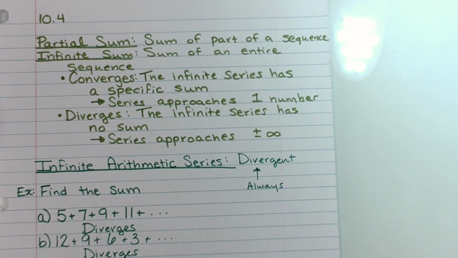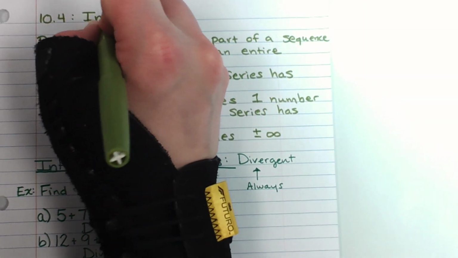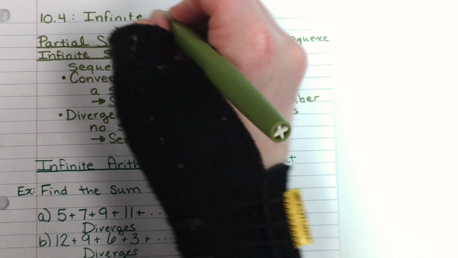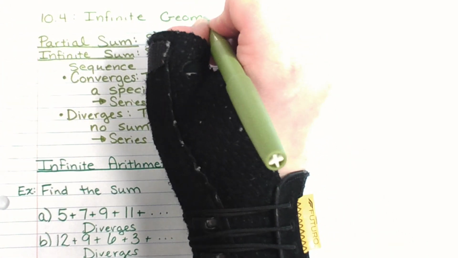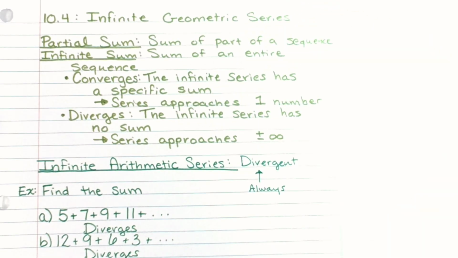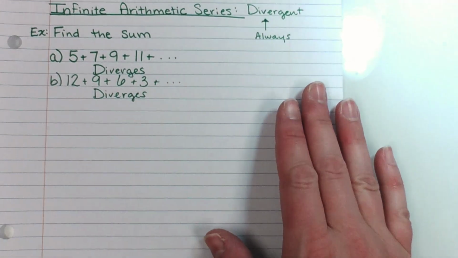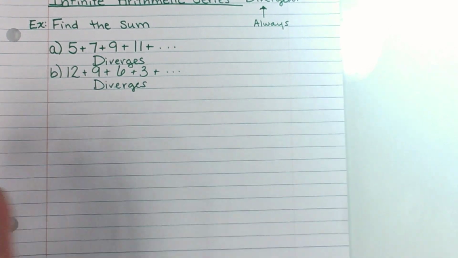So, you'll probably notice that I didn't write a title on here. I did that on purpose because today's section is called Infinite Geometric Series. Because we don't really need to explore the arithmetic series, because with arithmetic series, the infinite sum is always going to be either infinity or negative infinity, and therefore it will diverge or be divergent. Okay, so let's talk about geometric.